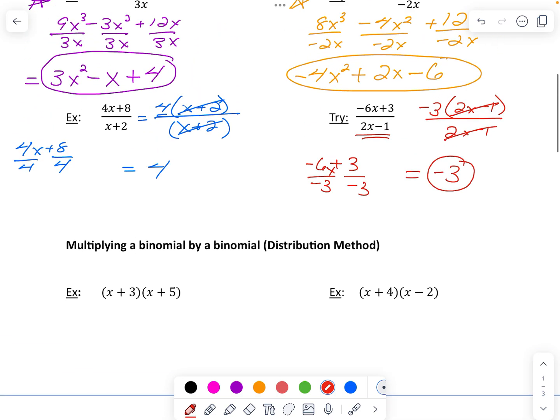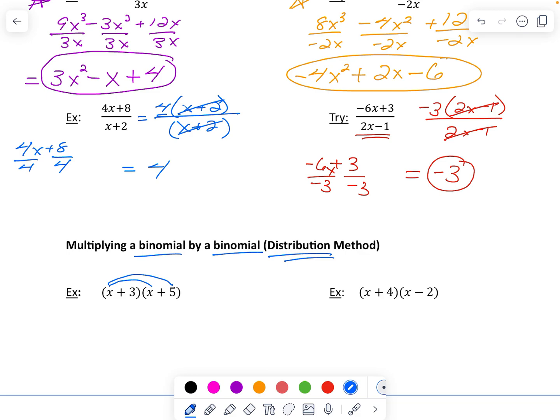Finally, what we're going to do on day 1, and this is split up into 2 days again, is multiply a binomial by a binomial. We are going to do it by distributing. So what this means, when we have parenthesis times parenthesis, everything here needs to multiply times everything there. And the way we're going to do it is one part at a time.